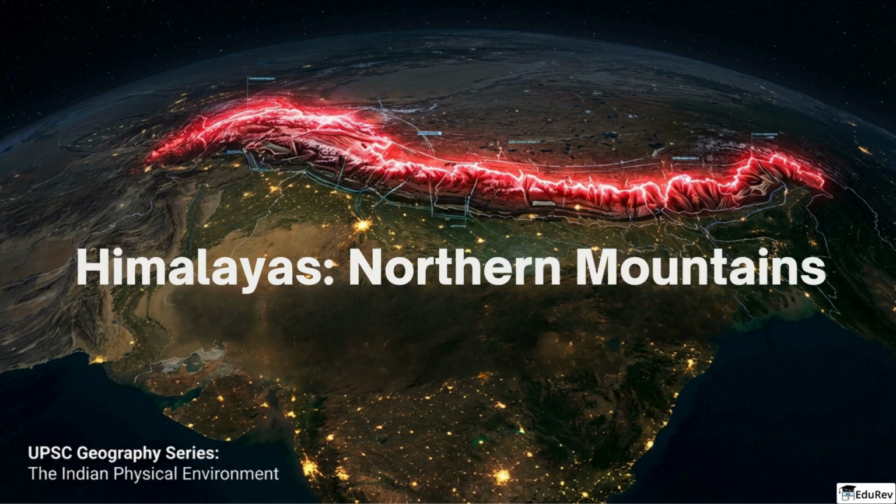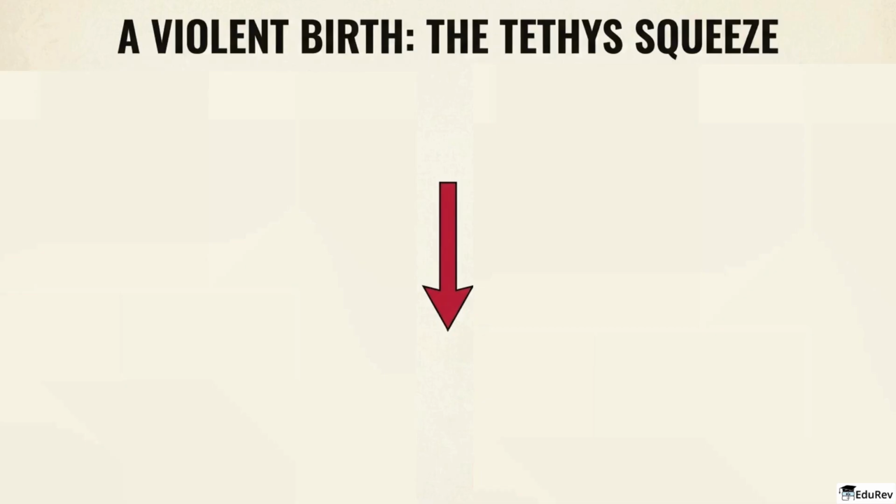The Himalayas, Northern Mountains. Approach this topic with structure in mind. If your structure is clear, revision becomes effortless. We will move step by step: formation, divisions, regional logic, and significance, and build one coherent picture. Keep the map in your head as we move forward. Now, let's begin with formation.